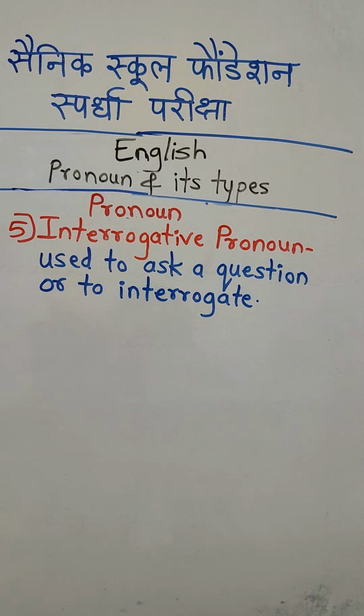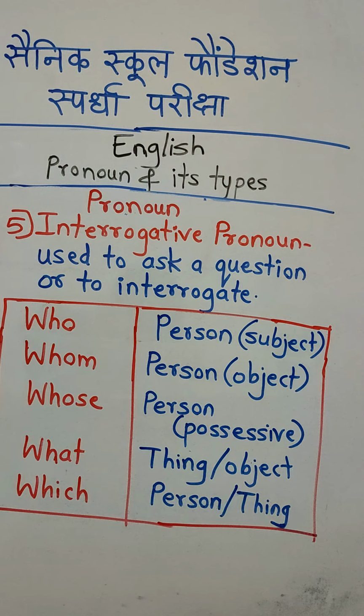Means all such pronouns we use to ask a question are called interrogative pronouns. So let us see the examples. Here the words who, whom, whose, what, which are interrogative pronouns. Let us see how we can use these pronouns in a sentence. Whenever we are talking about a person who is itself doing an action, that is a subject pronoun, then we will use the pronoun who to ask a question.